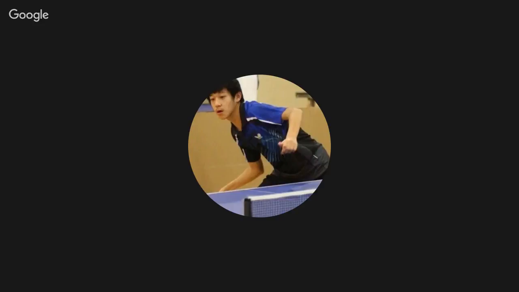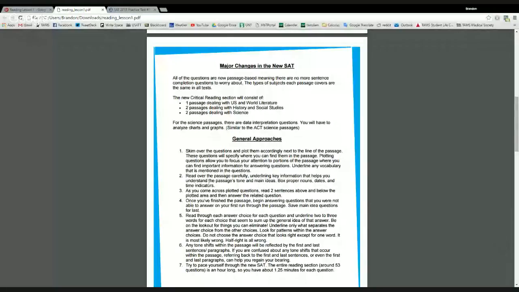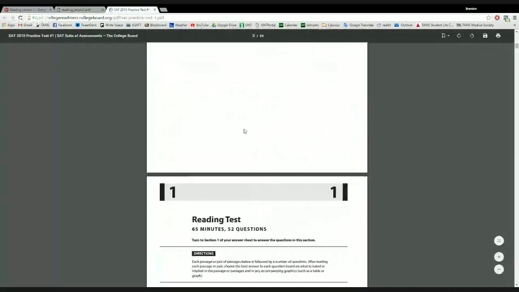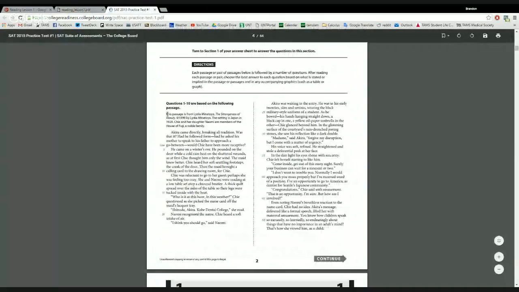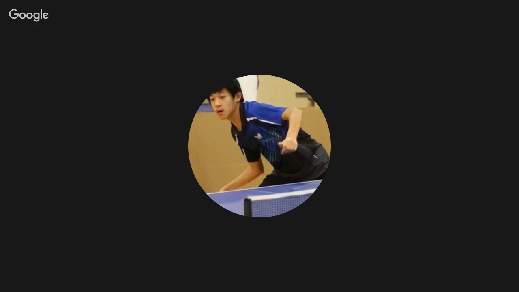Alright, next. Reading over the passage carefully, underline key information that helps you understand the passage's tone and main idea. Box proper nouns, dates, and time indicators. So make sure when you go to the reading passage, you should always start reading this mini excerpt at the top, the context of the question. And by reading through and underlining key information, you can get the main idea and be able to answer questions that ask about the main idea.